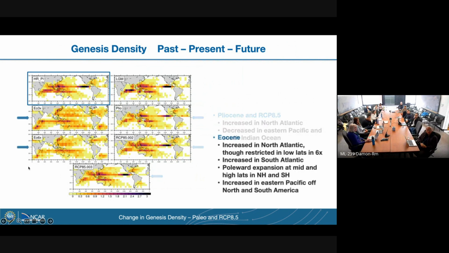And then if we look at the two Eocene simulations, here are the 3 times CO2 and the 6 times CO2, you see increased genesis here again in the North Atlantic, though interesting, it's kind of cut off or restricted here right along the low latitudes, increased also in the South Atlantic, a poleward expansion in both of these of where we generate storms as compared to present, and also more storms being generated here in the Eastern Pacific.